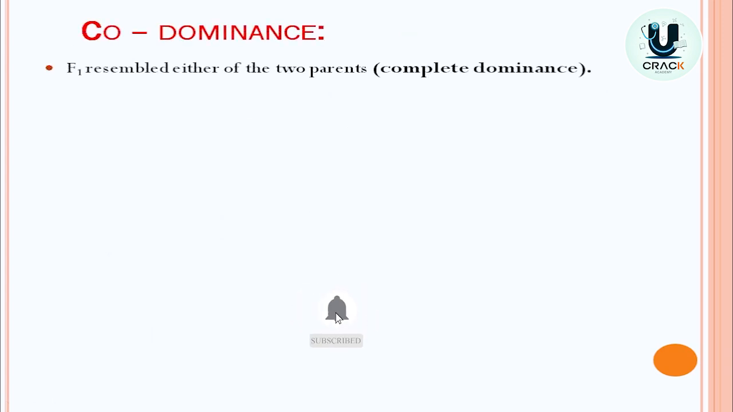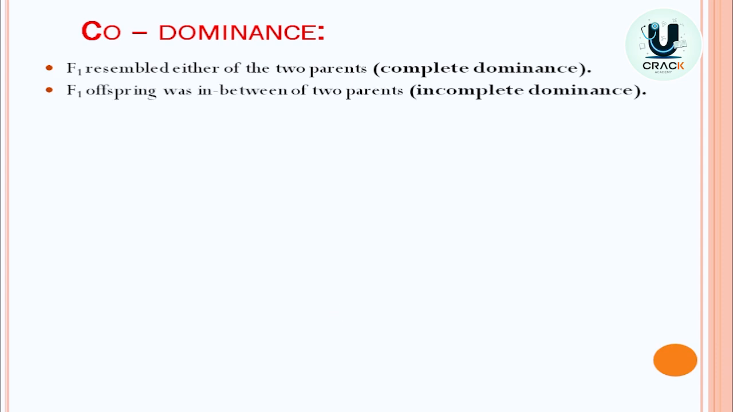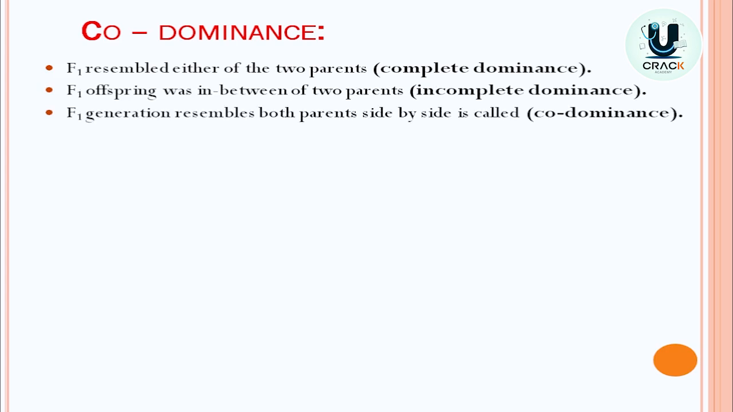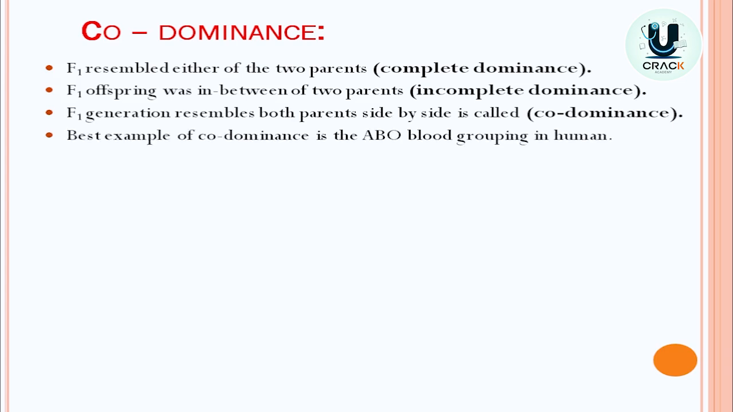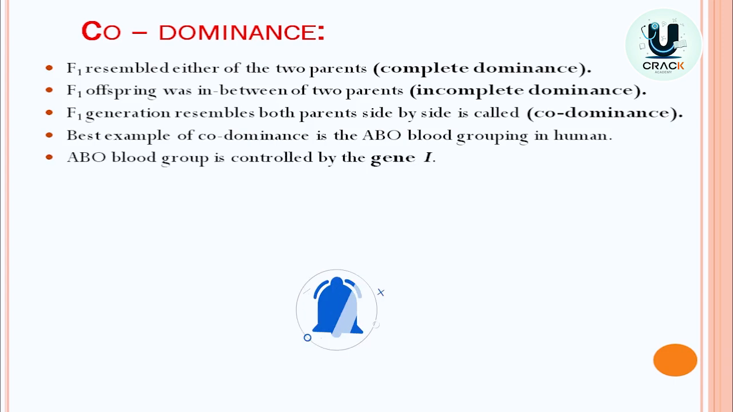Codominance. If the F1 resembles either of the two parents, that is complete dominance. If the F1 offspring is in between the two parents, that is incomplete dominance. If the F1 generation resembles both parents side by side, that is codominance. The best example of codominance is the ABO blood grouping in humans. ABO blood grouping is controlled by the gene I.